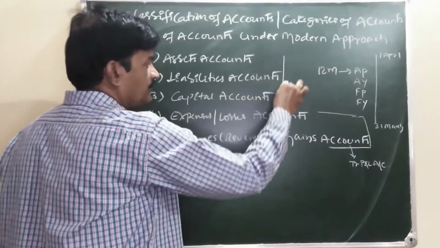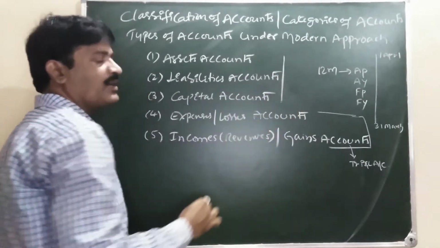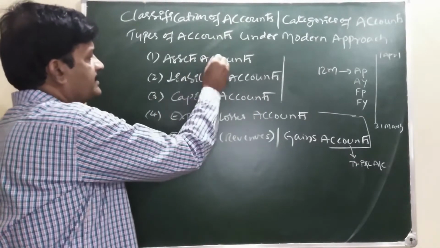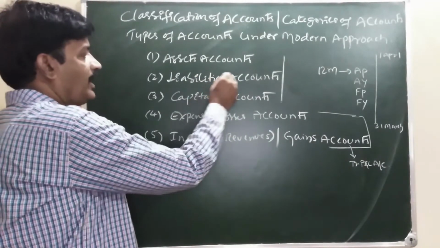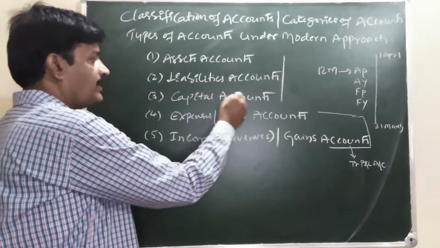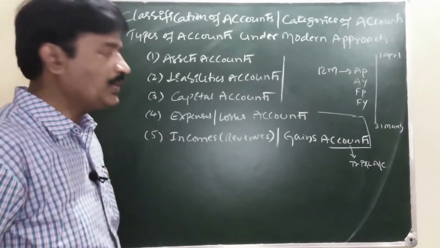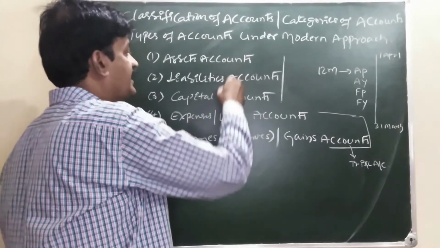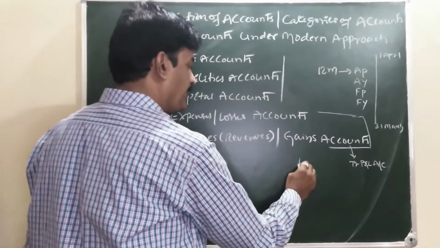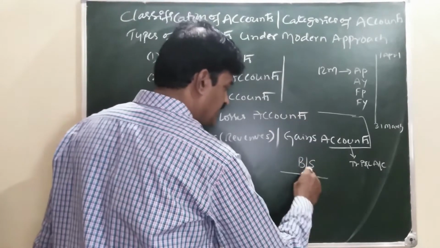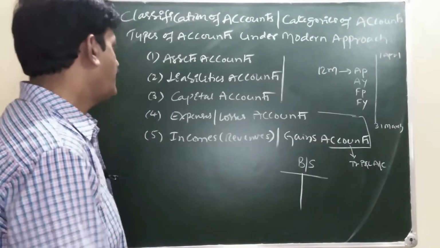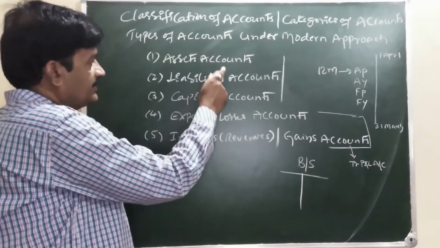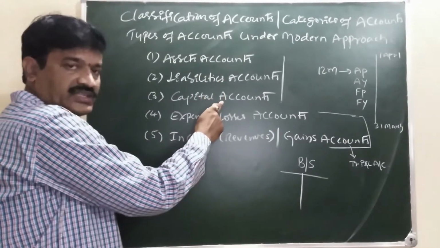The starting 3 are called permanent accounts. We are not closing them. The balances of assets accounts, liabilities accounts, capital accounts are not to be closed. That is why we are showing the positions of these 3 accounts in a separate statement called balance sheet. In the balance sheet, we are showing the positions of assets account, liabilities account and capital account.